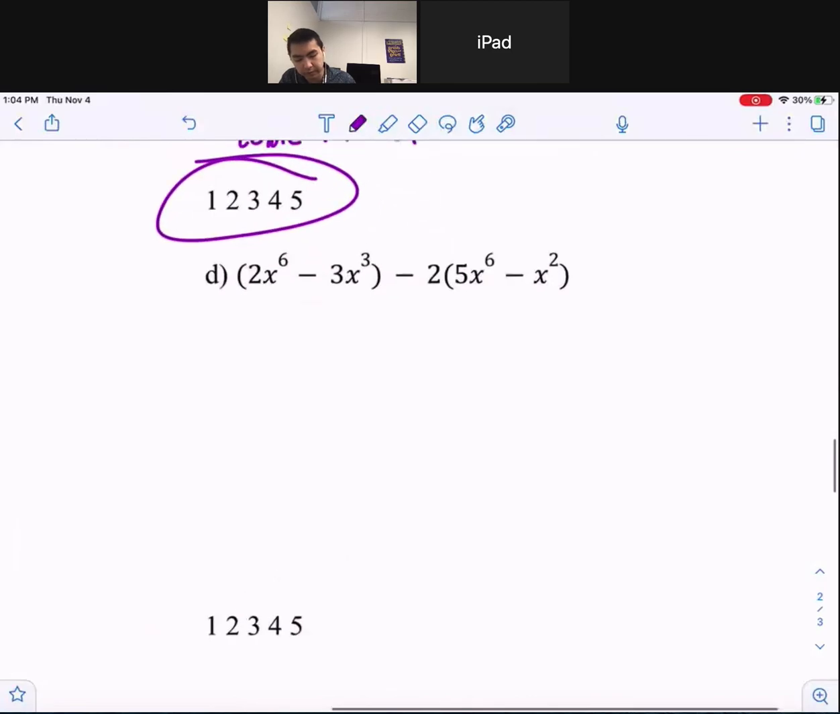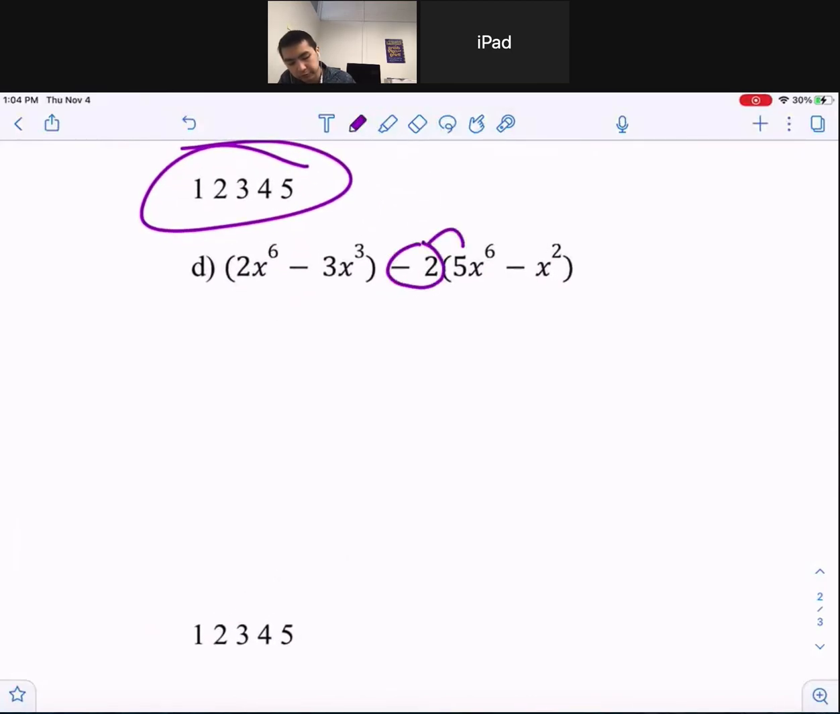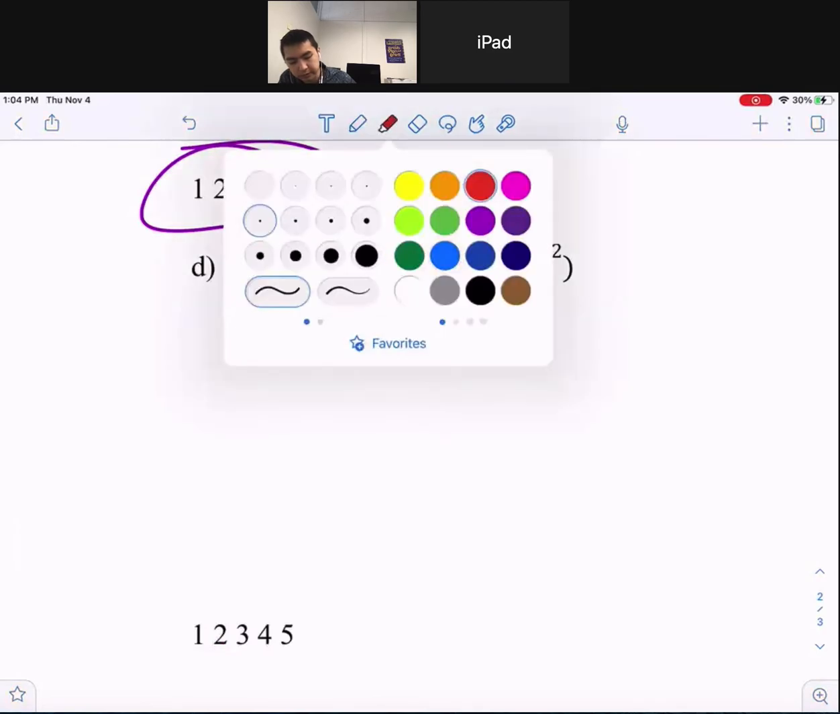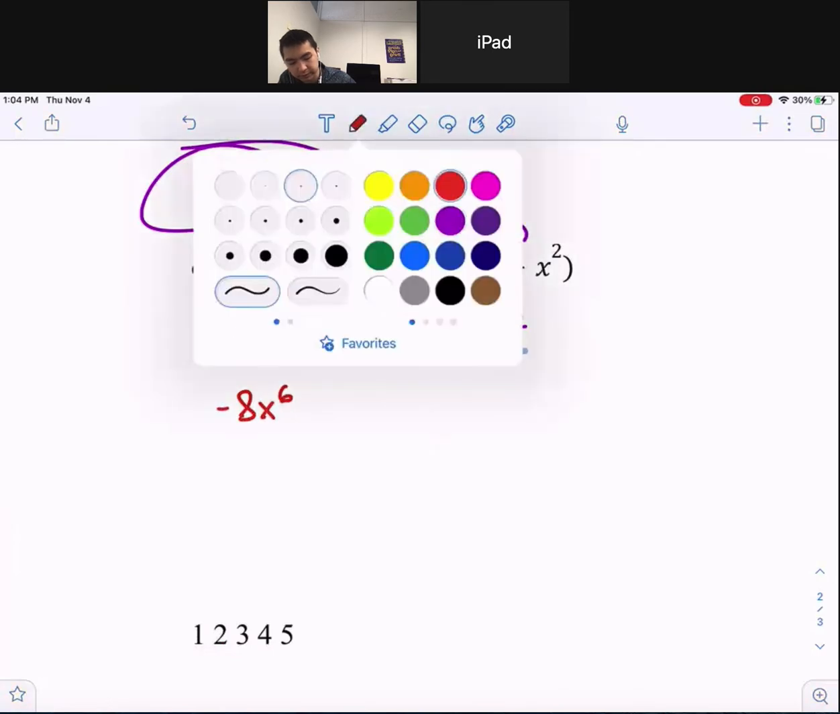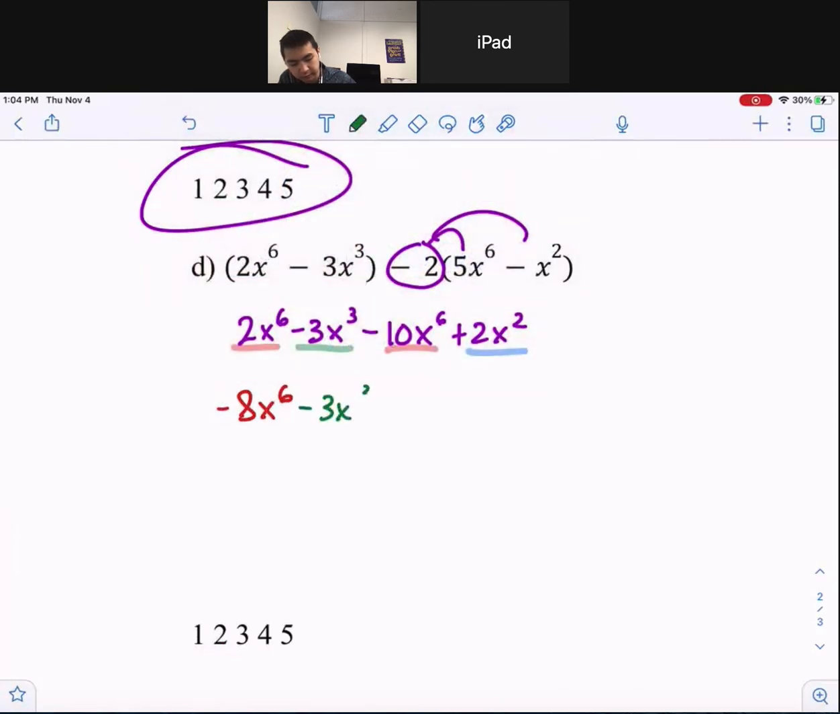And lastly, part D. Distribute this -2 to all of them, you guys. So 2x to the 6 minus 3x to the third minus 10x to the 6 plus 2x to the second. Combine the powers of 6, and then the power of 3, and then the power of the next one. Remember, standard form, go in descending order. So -8x to the 6 minus 3x to the third plus 2x to the second power. And then that's standard form.